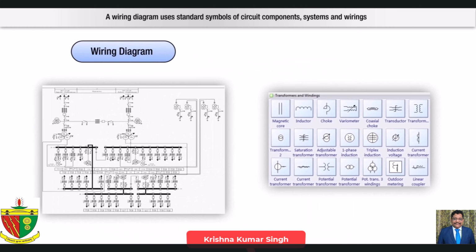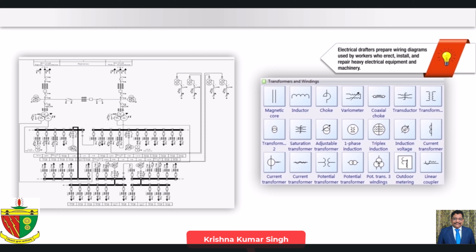simplified standard symbols. Let us take an example of an electrical drawing for a HV electrical substation and see some of the various symbols or components depicted on it. Note, electrical drafters prepare wiring diagrams used by workers who erect, install, and repair heavy electrical equipment and machineries. We shall be discussing more about drawings in electrical industry in the advanced course on electrical engineering.